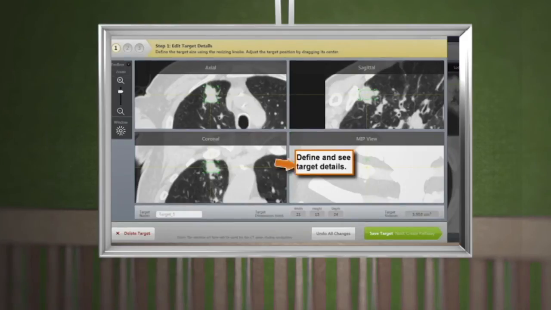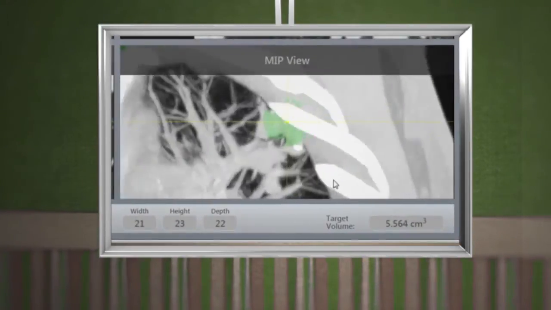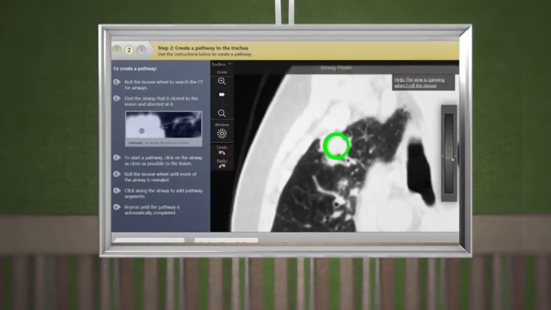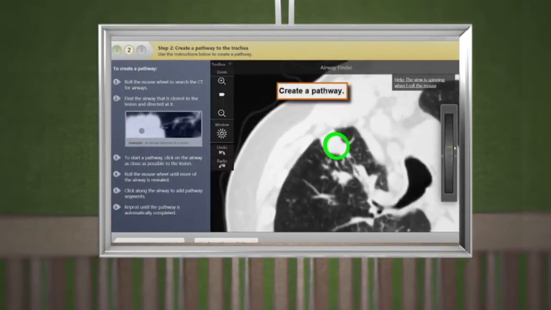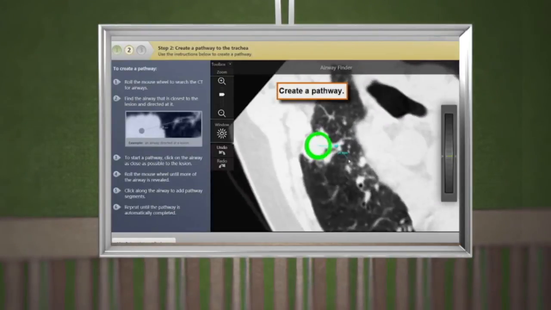Navigational bronchoscopy gives us an ability to mark tumors with a dye so that we can see them more effectively. It also gives us the ability to place markers that can guide radiation therapy and can ensure that we've localized the lesion in question.